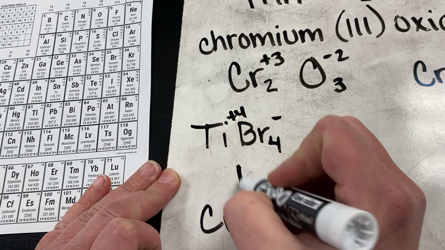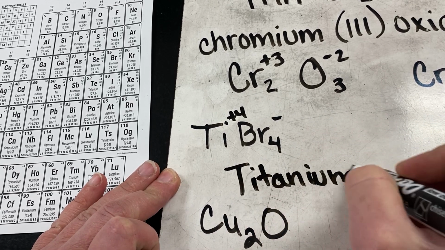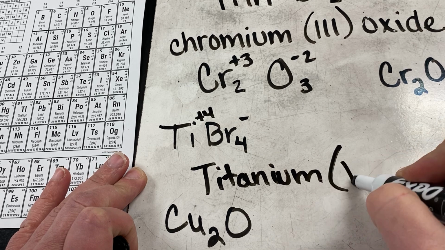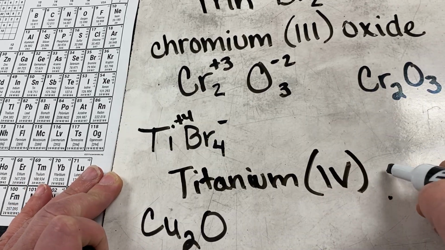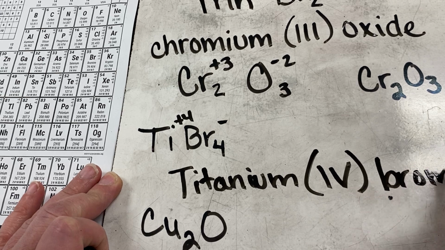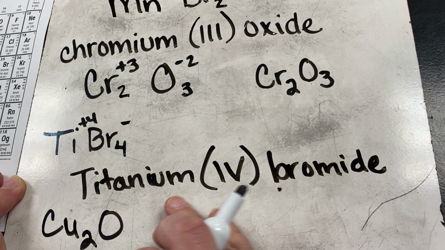So then when I write that out, I'm going to call it titanium. And then my Roman numeral 4 to tell me that that's a +4 charge, and bromide. And you're still going to have the IDE ending just like we talked about with the other ones.